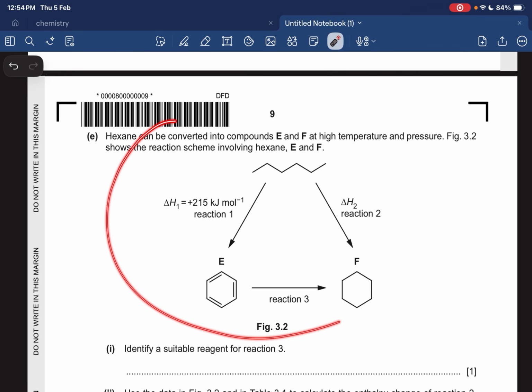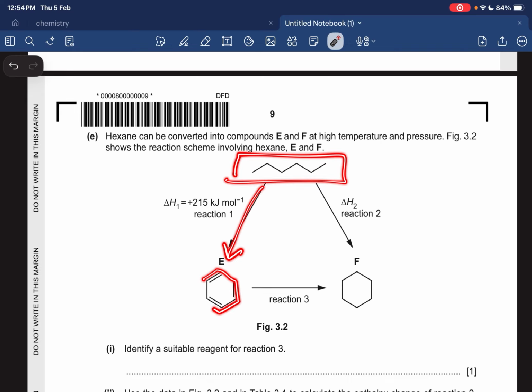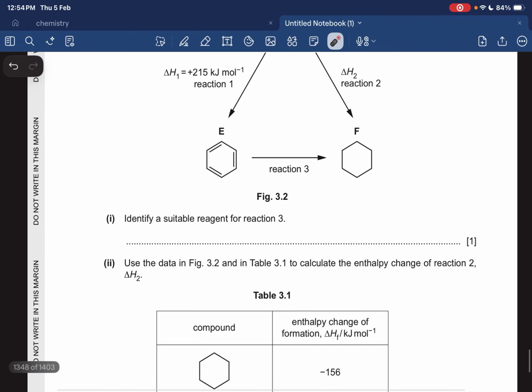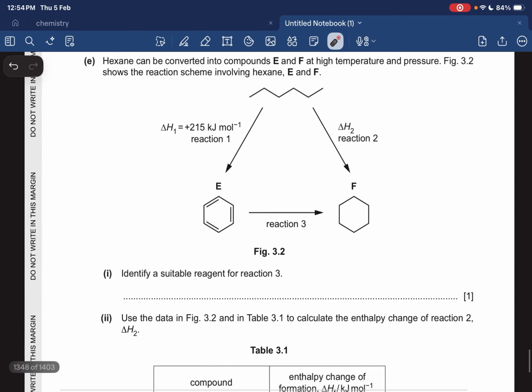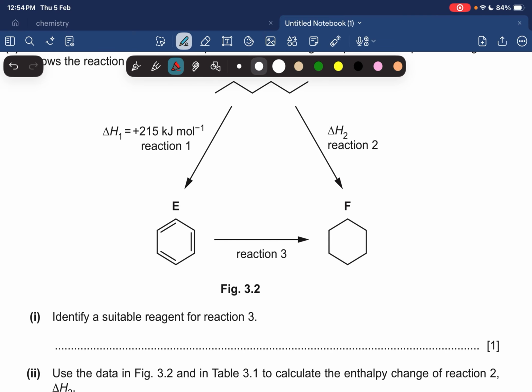Now we have some conversions going on over here. Hexane can be converted into compound E and F at high temperatures and pressure. It shows the reaction scheme involving hexane, E and F. So we have hexane over here. We're converting into this ring structure kind of thing, and then we're converting into this ring kind of structure. And identify a suitable reagent for reaction 3. So what's reaction 3? Reaction 3 is basically converting this thing, which has 3 double bonds, into a thing that has all single bonds.